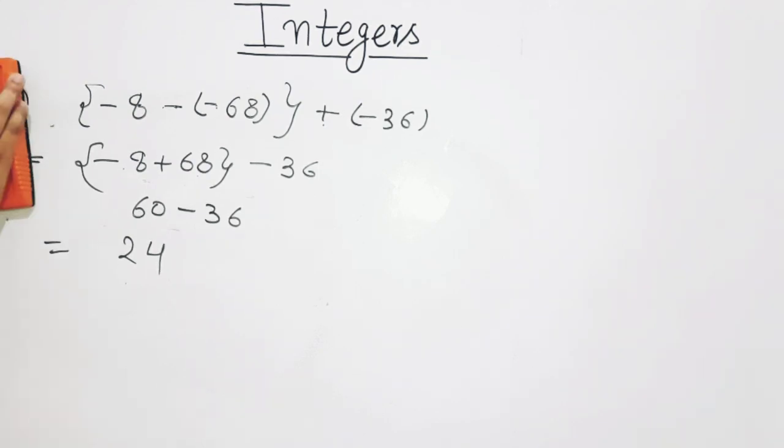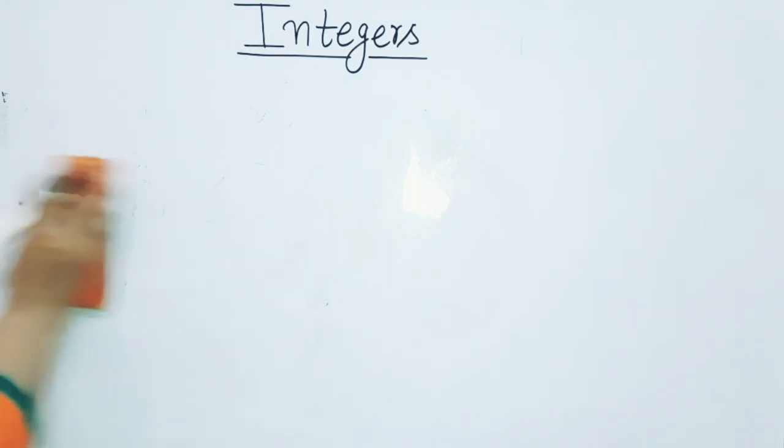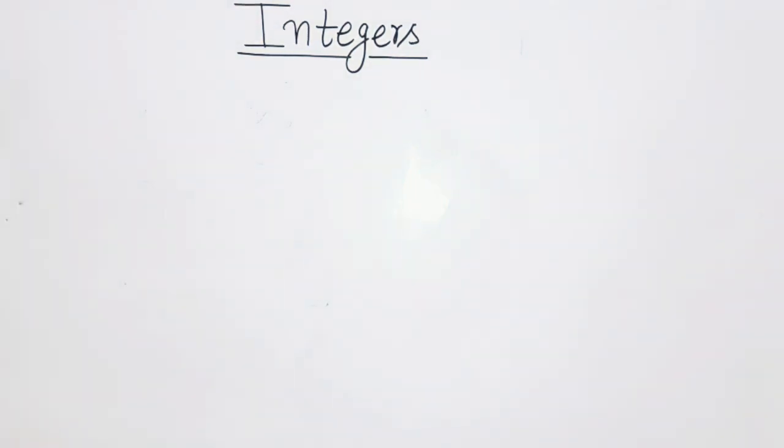Now coming to question number 6. Please pay attention. Question number 6 is of simplification. There are two options. I will be solving only the second part, not the first part. The first part will be your homework, so you have to do it on your own. Coming to the second part, please pay attention, students.